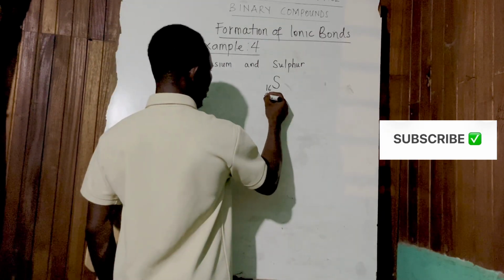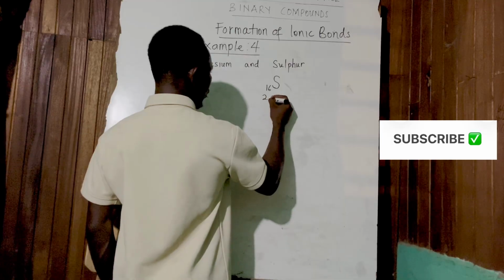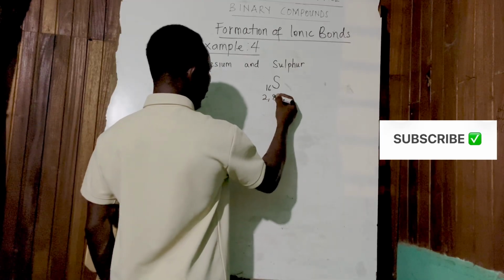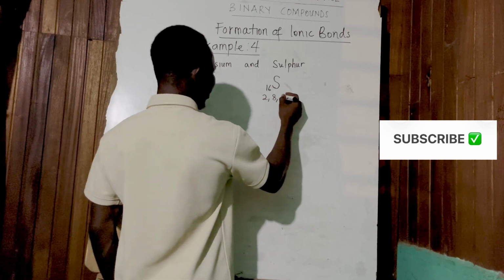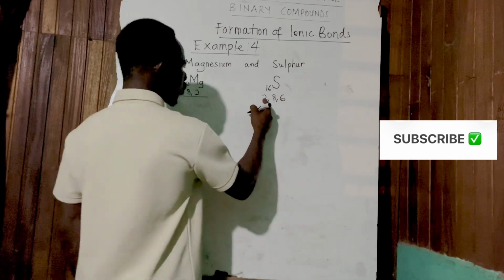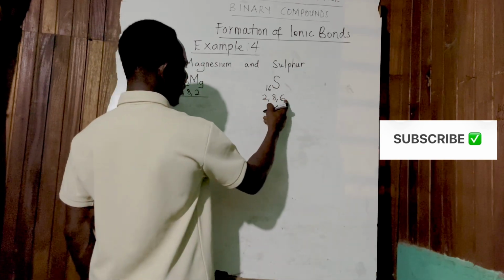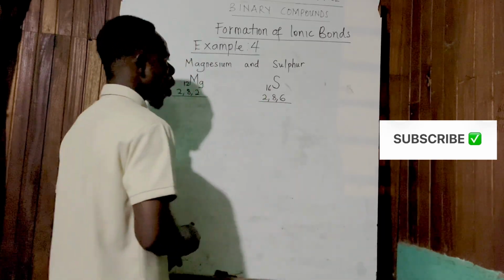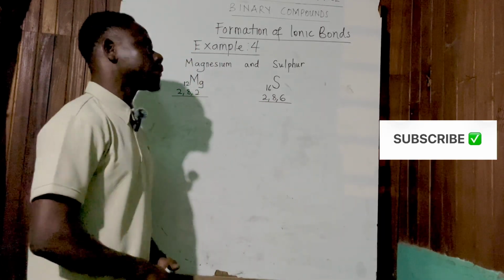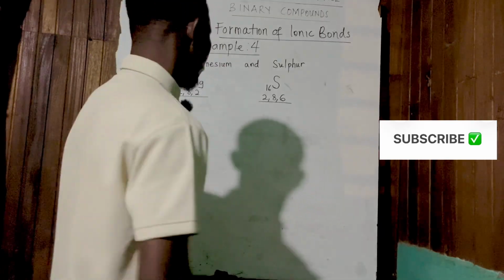Sulfur. First shell takes how many? 2. Second, 8. 2 plus 8 is what? 10. How many more is needed here? That is 6. So 2 plus 8 is 10, plus 6 is what? 16. So this is the electronic configuration for sulfur. Okay, now let's continue.